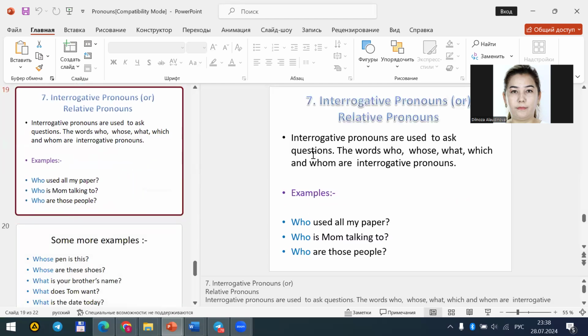The next type is interrogative pronouns and relative pronouns. Interrogative pronouns are used to ask questions. The words who, whose, what, which, and whom are interrogative pronouns. For example, who used all my pepper? Who is mom talking to? Who are those people? Who is the interrogative pronoun.